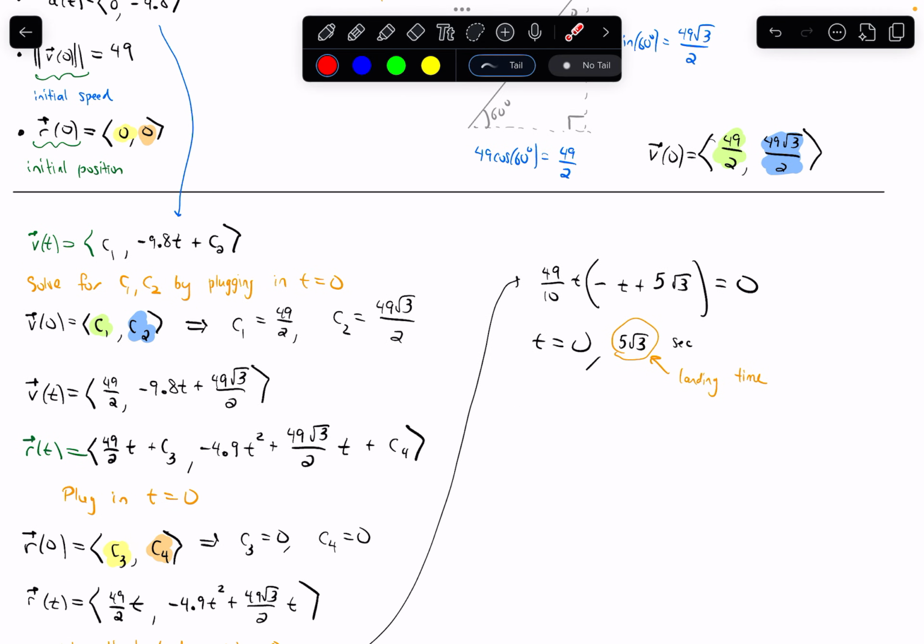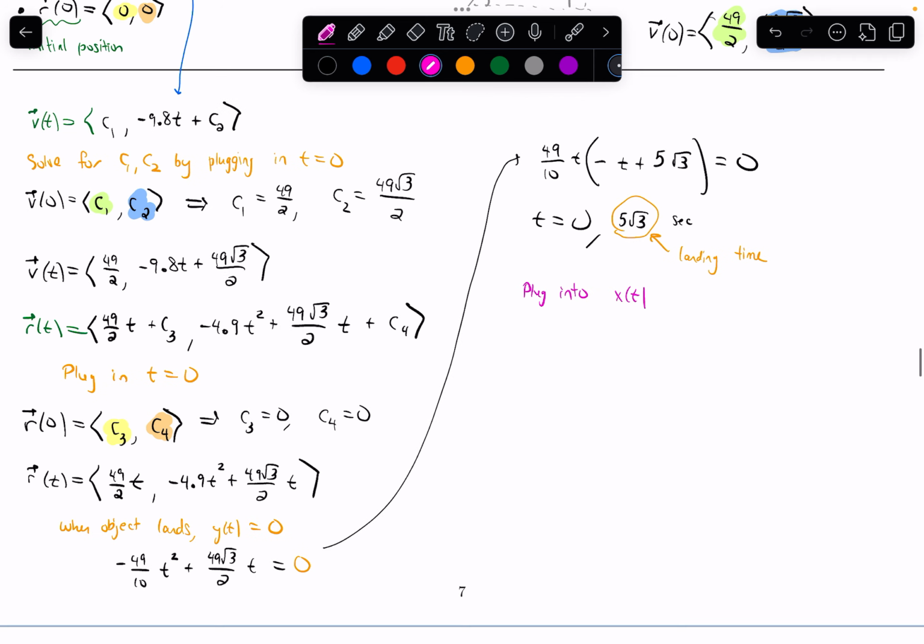So I now need to plug this into my x component. So plug it into the x component, I'll get x of, plug in 5 root 3, into this x component. That's going to give me 49 over 2 times 5 root 3, which if I multiply that out, 49 times 5 is 245. And then I'll get root 3 over 2. And there's units in the problem. The units of, so x is a length, are meters. And we got it. We got our answer.